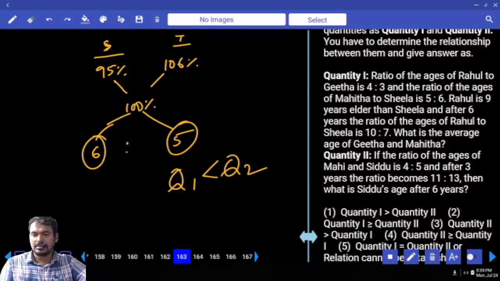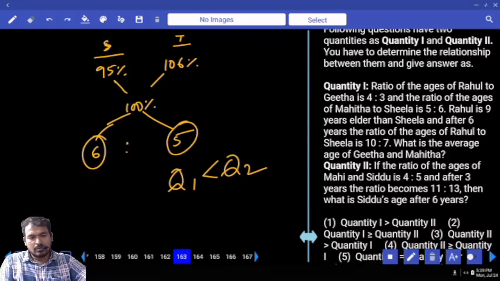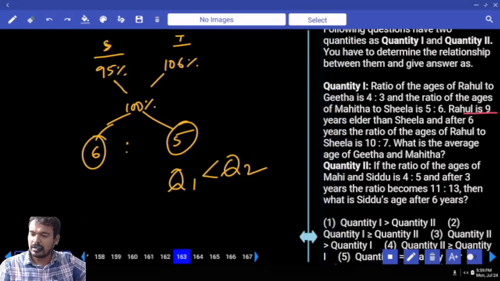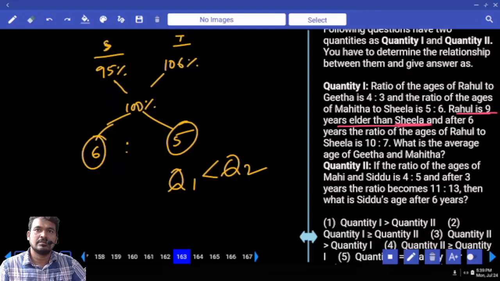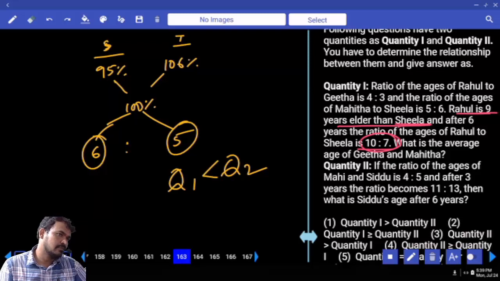Question number 163. Quantity 1. Ratio of the ages of Rahul to Geeta is 4:3 and the ratio of the ages of Mahita and Sheila is 5:6. Rahul is 9 years elder than Sheila and after 6 years the ratio of their ages, Rahul to Sheila, is 10:7. What is the difference between Rahul and Sheila? Rahul is 9 years elder than Sheila means the age difference is 9 years. But after 6 years the ratio is 10:7. How many parts? 3 parts. 3 parts are 9 years.